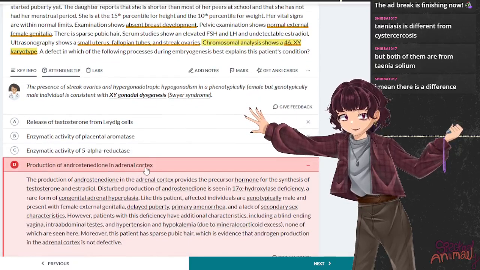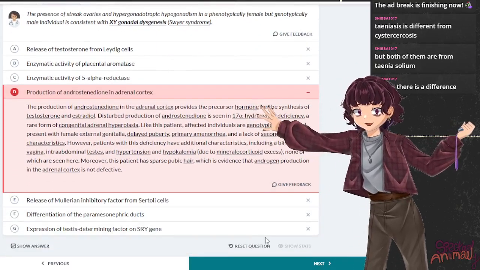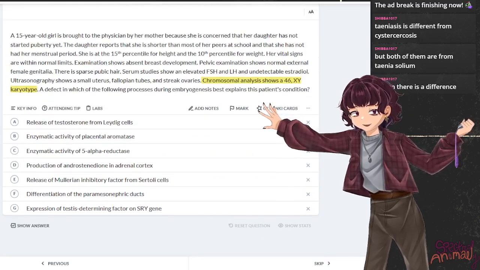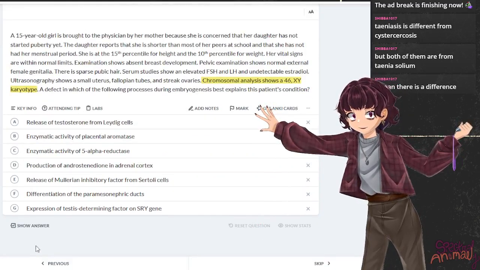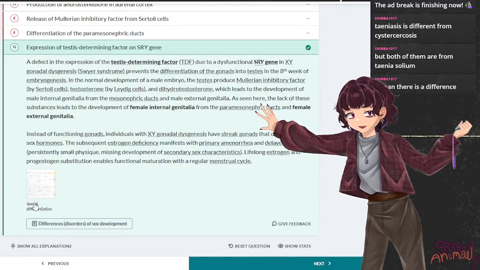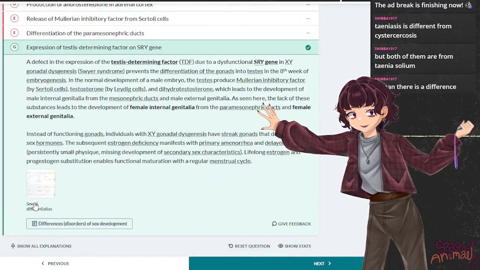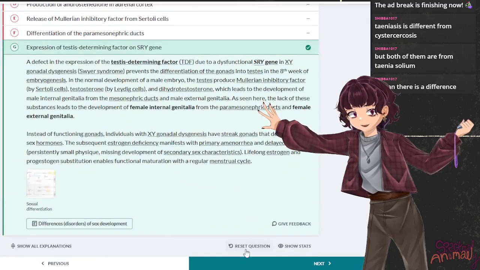Is this Swyer syndrome? I forgot what it is in Swyer syndrome though. Oh, it was just G. I was like, it's probably G. I should have just clicked that.